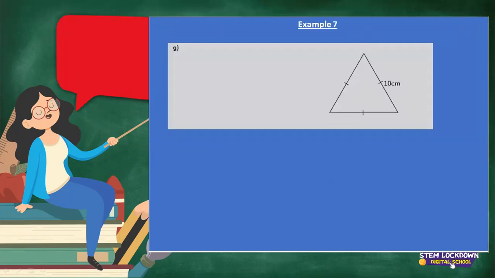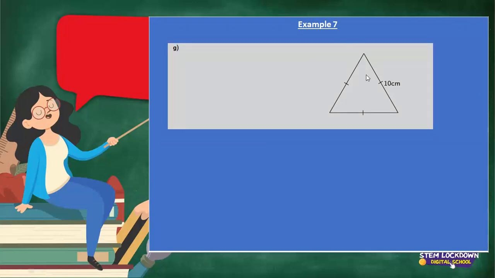Okay, example 7. Find the area of this triangle here. It is an equilateral triangle with side 10 centimeters. How do you find the area of your equilateral triangle with side 10 centimeters?